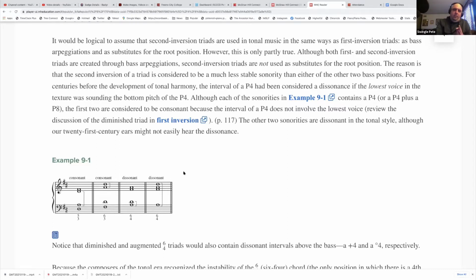And it does say second inversion triads are not used as substitutes for the root position. So I don't think we're using them at all.